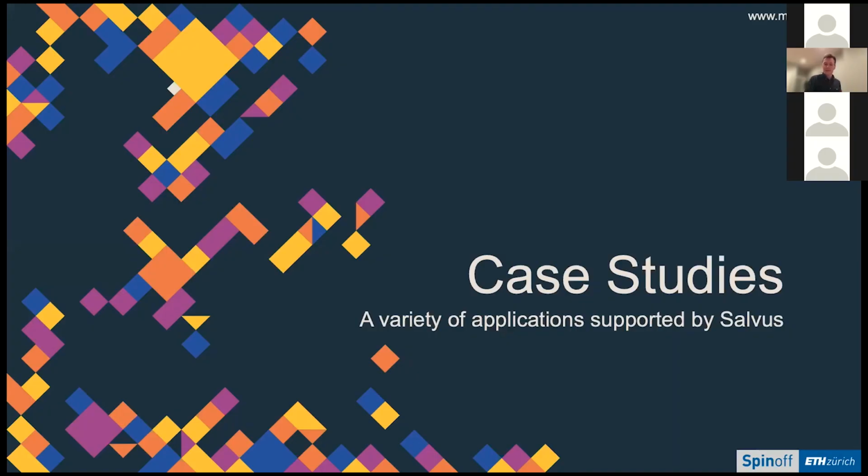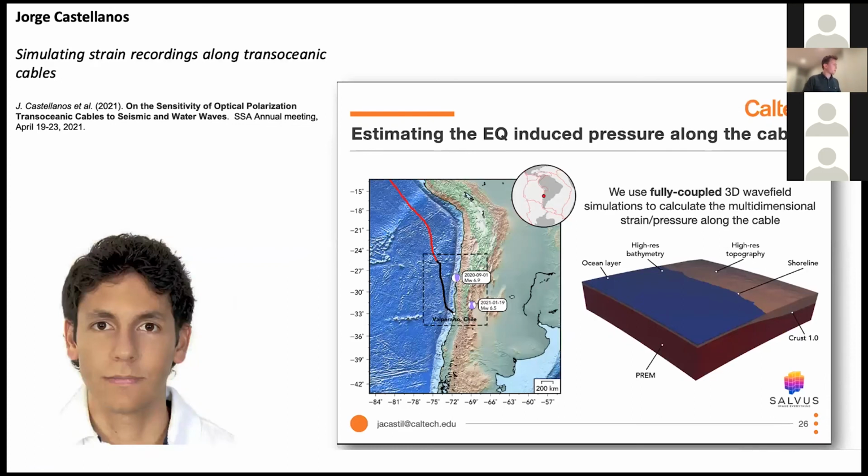All right, so now I just quickly want to go through some cool case studies that I want to highlight, some stuff that I've found particularly interesting over the past few years. So for instance, Jorge Castellanos of Caltech, who recently graduated, had a really cool project going on where he used a lot of the features I'm talking about to model the reverberations of ocean waves on a transoceanic, not quite a DAS cable, but a fiber optic cable, with some really interesting results.